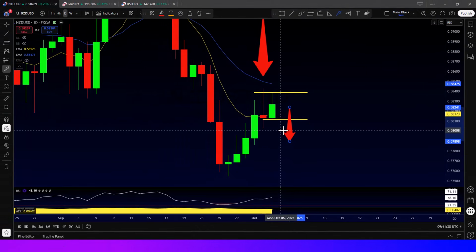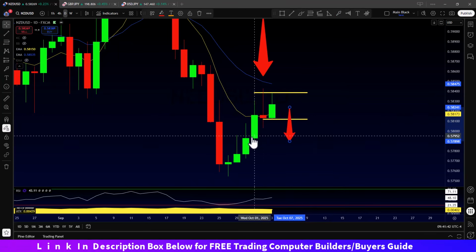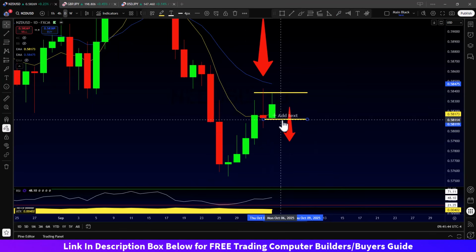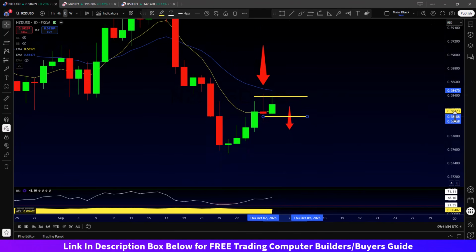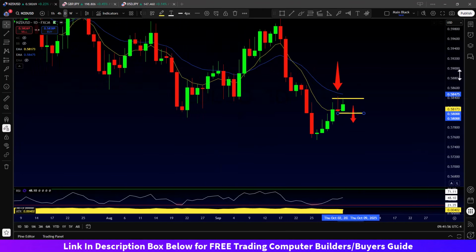Another way would be simply waiting for a lower low, lower close. So waiting for another candle to print that gives you both a break and a close below this current green candle. That's a little bit more confirmation of the potential bearish move, and you can certainly use that as an entry reason as well. So still looking for our bearish continuation trade here on New Zealand dollar.